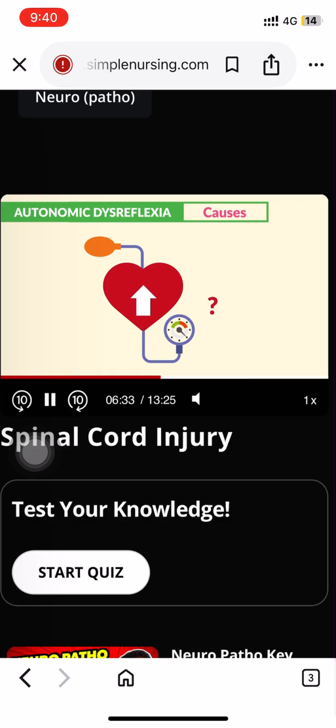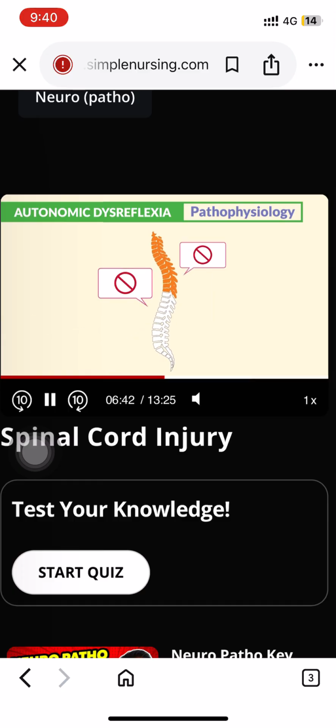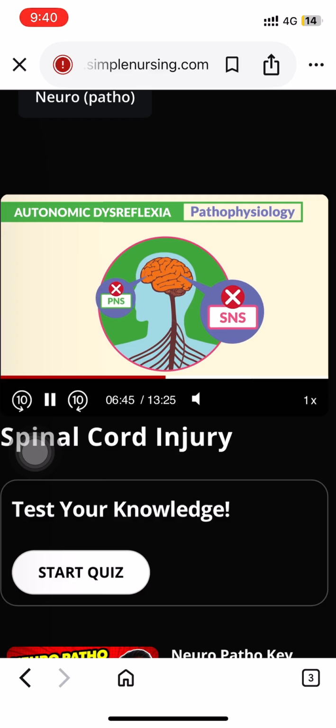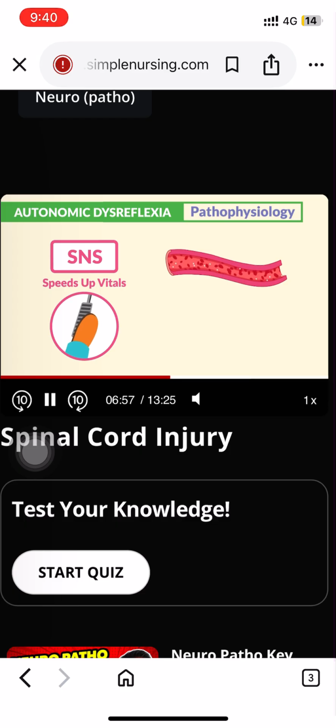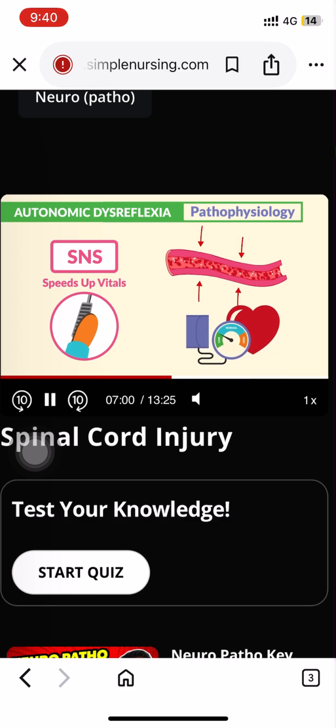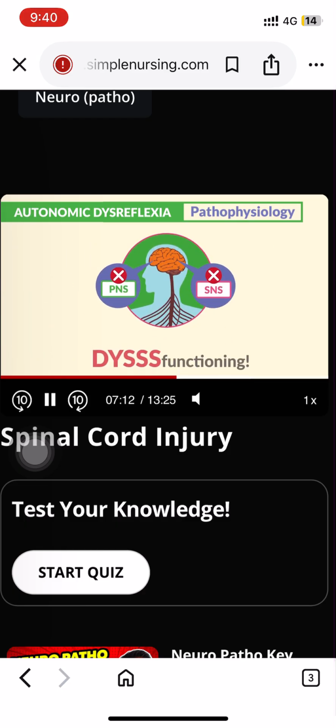Now, why is the blood pressure so high? Well, the patho is pretty simple here. So a spinal cord injury above that T6 area, we have blocked communication in the spinal cord itself, resulting in miscommunication of the SNS and the PNS in the autonomic nervous system. Hence the name autonomic dysreflexia, kind of like dysfunctioning. So think the SNS speeds up the vital signs via vasoconstriction, so we have high blood pressure. And the PNS puts the brakes on the vital signs via vasodilation with low blood pressure. Normally, these two balance each other out, but this autonomic system is dysfunctioning in autonomic dysreflexia.